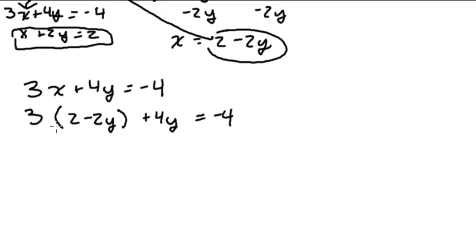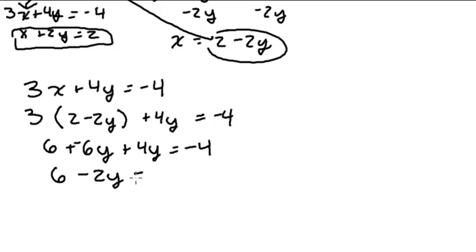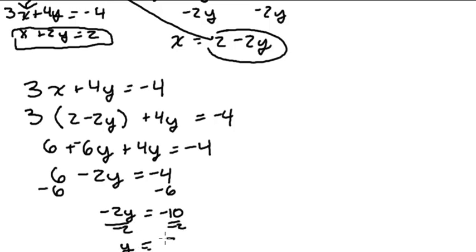Now I distribute my 3. 6 minus 6y plus 4y equals negative 4. Combine like terms. Negative 6y plus 4y is negative 2y equals negative 4. Now I'm going to solve for y. Subtract 6 from both sides. Negative 2y equals negative 10. Divide by negative 2. And y equals 5.